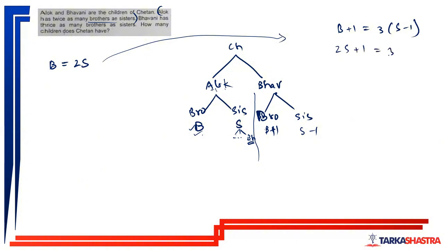2S plus 1 is equal to 3S minus 3. 2S goes to this side, we will be left with S. 3 goes to this side, so 4 comes. So what is the value of S? 4. If S is 4, then B is 8. How many children does Chetan have? It is asked how many children Chetan has.